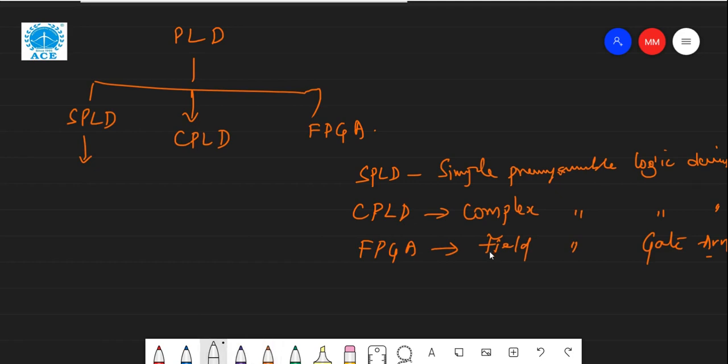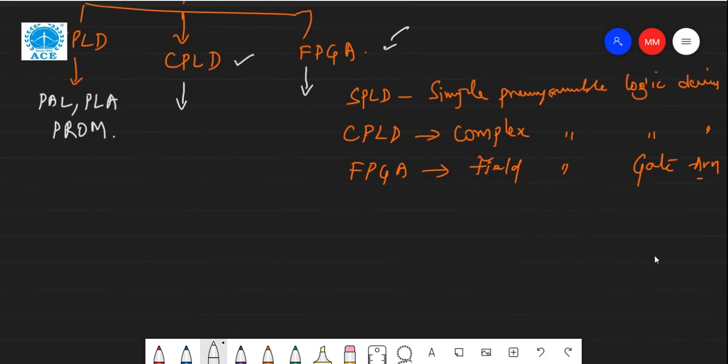A simple programmable logic device contains PAL, PLA, and PROM, programmable read-only memory. This is the general structure. So extensions like CPLD and FPGA I don't want to discuss here. Whenever the concept comes, we'll discuss there. So this is the basic idea of PLDs. There are three types of PLDs basically: read-only memories, that is, PROM only we are taking here, programmable ROM, not general ROM or MROM; and programmable logic array, and programmable array logic.